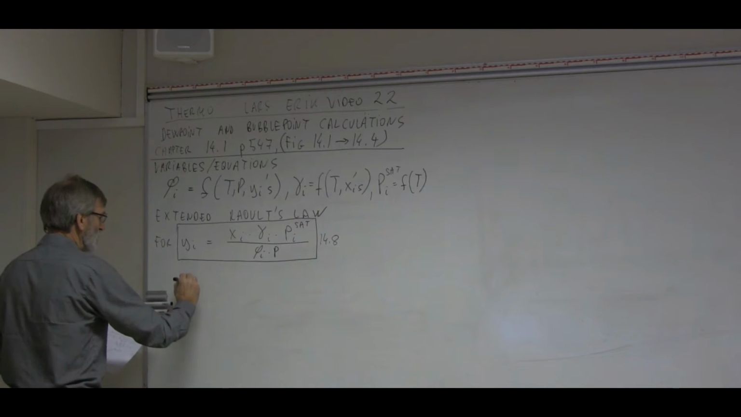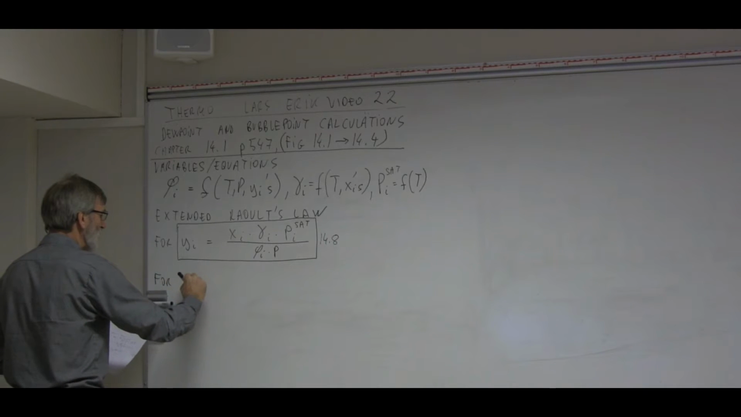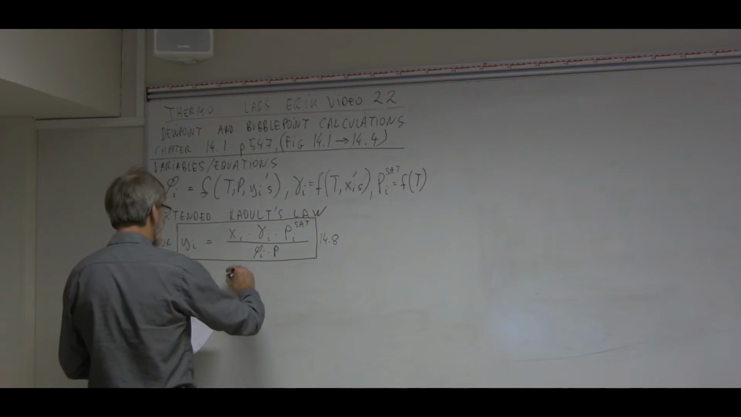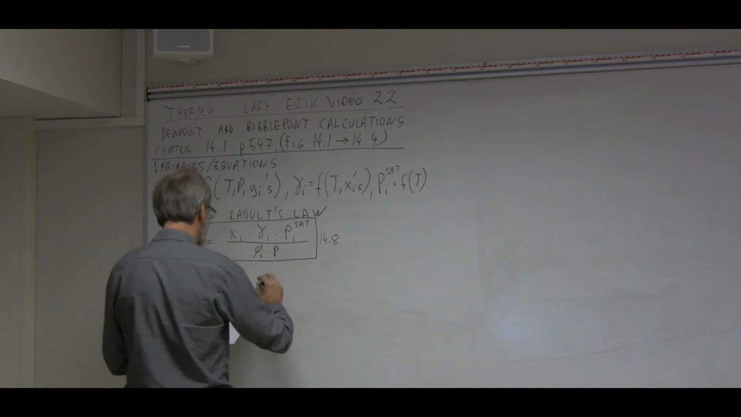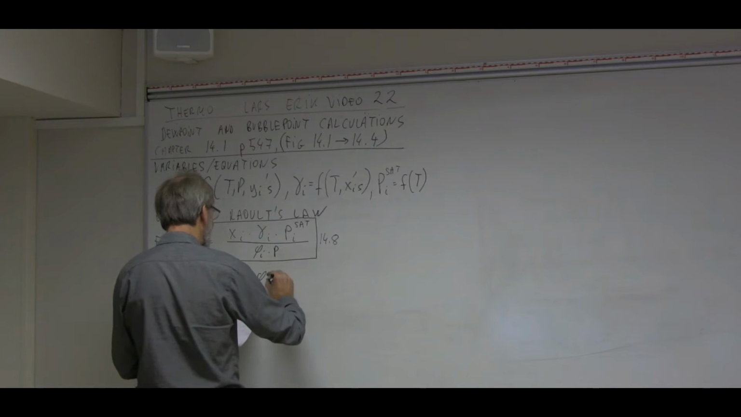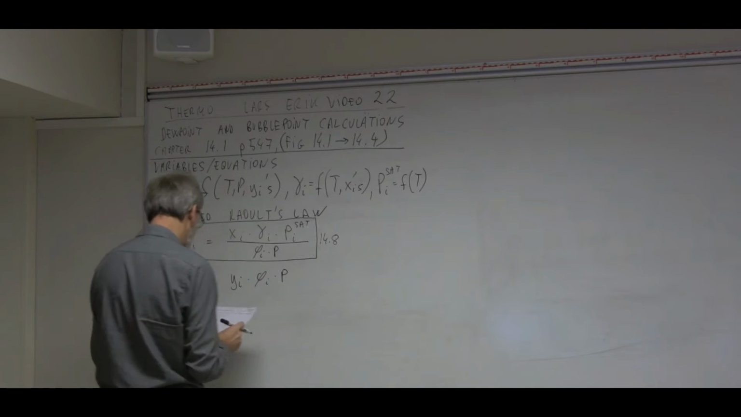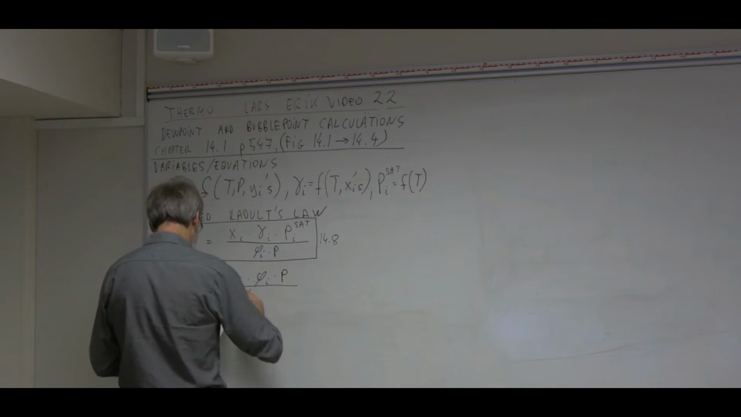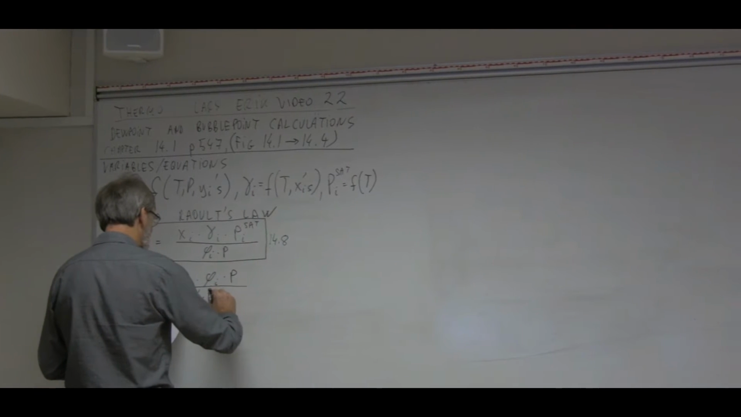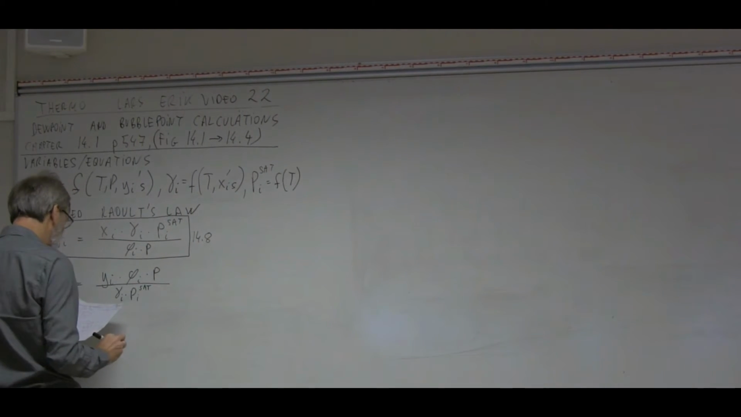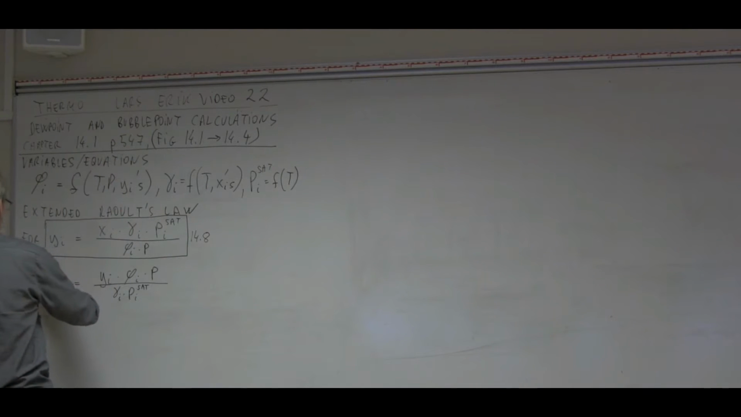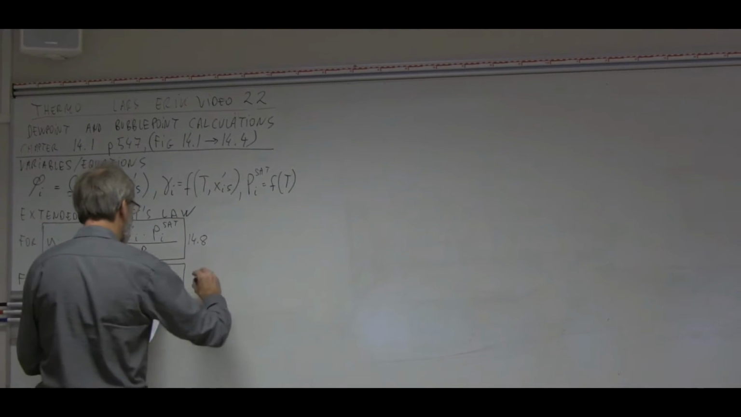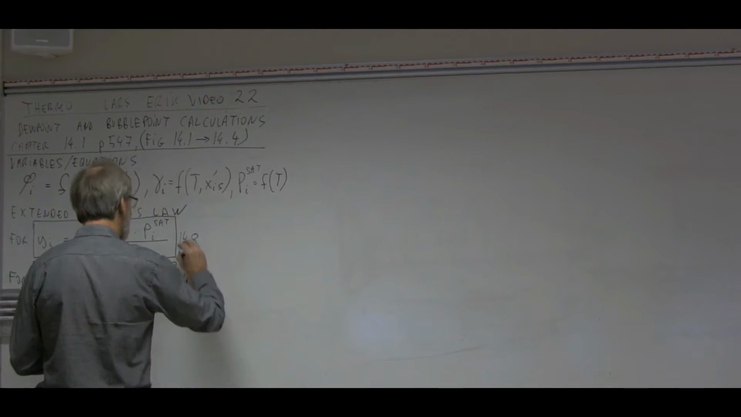And for the x, this is y times the fugacity coefficient times the pressure divided by the activity coefficient times the saturation pressure. That is 14.9.